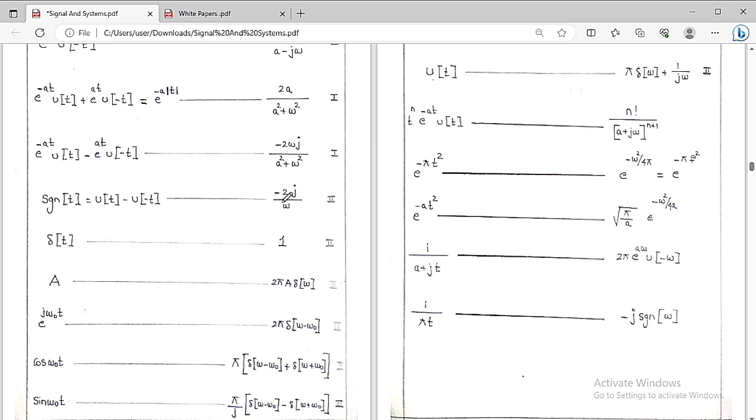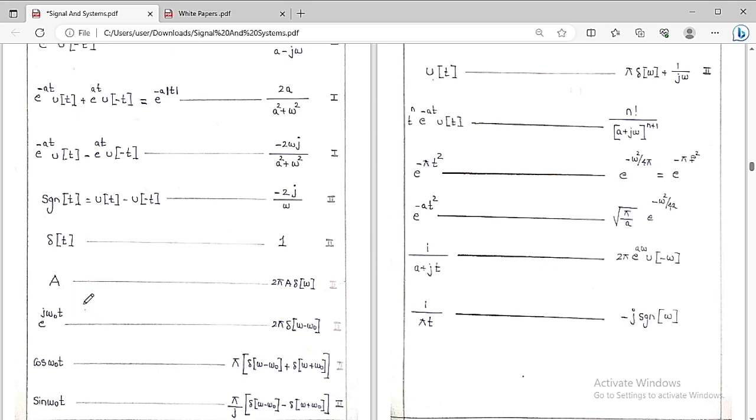If you see clearly, here we have minus 2j by omega, and here also minus 2j by omega. So at omega equal to 0, we are going to get infinity, so it is not defined at omega equal to 0. Similarly, here, delta of t has an area equal to 1 at t equal to 0. Therefore, this is also not an energy signal, and its Fourier transform is 1. The remaining one, A, is also not an energy signal, and you can see 2 pi A delta of omega. All these are called non-energy signals.